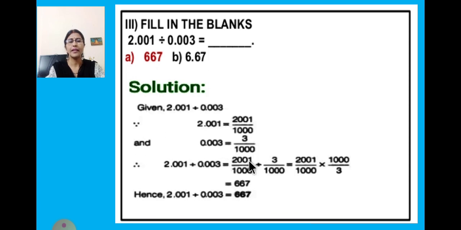Then we have learned in division that whenever division is given, first we write this fraction, and this fraction is divided, and then in the next step we write 3 upon 1000 in reciprocal form. So 3 upon 1000 will become 1000 upon 3. Now this 1000 will be cut. So you will get 2001 upon 3. And then on reducing this fraction, you will get 667. So the right answer is the A option.